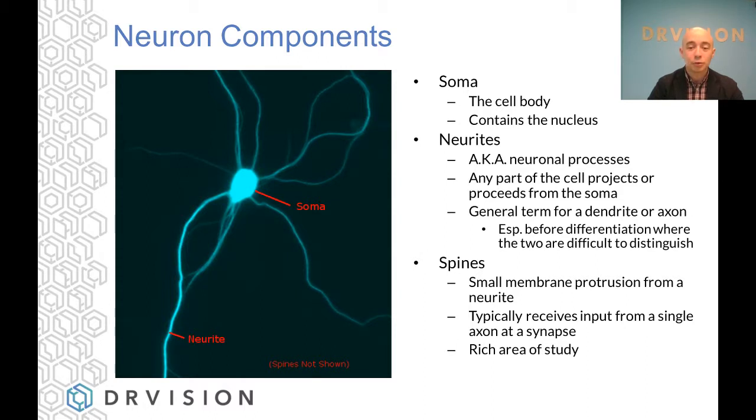It's especially used in cell culture or before differentiation, where these two, dendrites and axons, can be kind of difficult to distinguish. And lastly are spines. These are small membrane protrusions that come off of a neurite. They typically receive input from a single axon at a synapse, and they're a rich area of study. This image on the left doesn't show any spines, but we do have some that we'll look at more closely when we get to the 3D neuron analysis recipe.